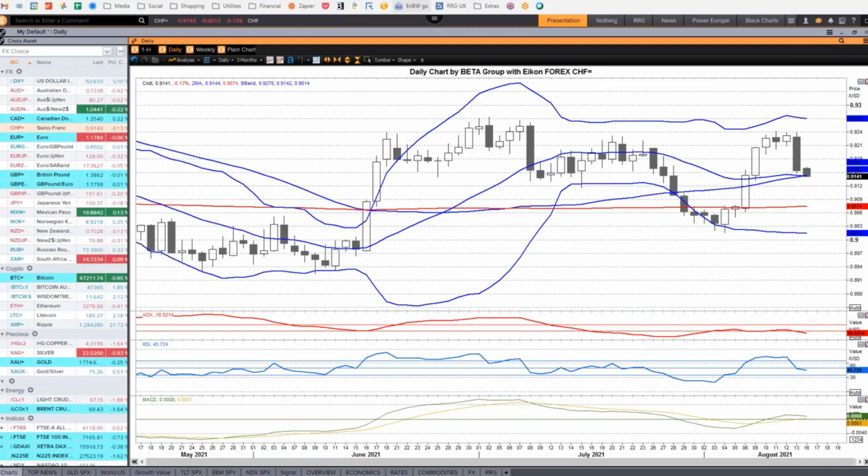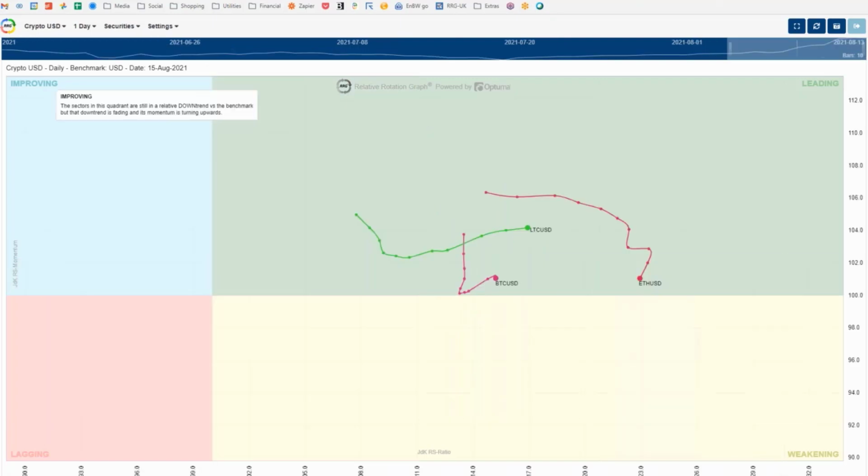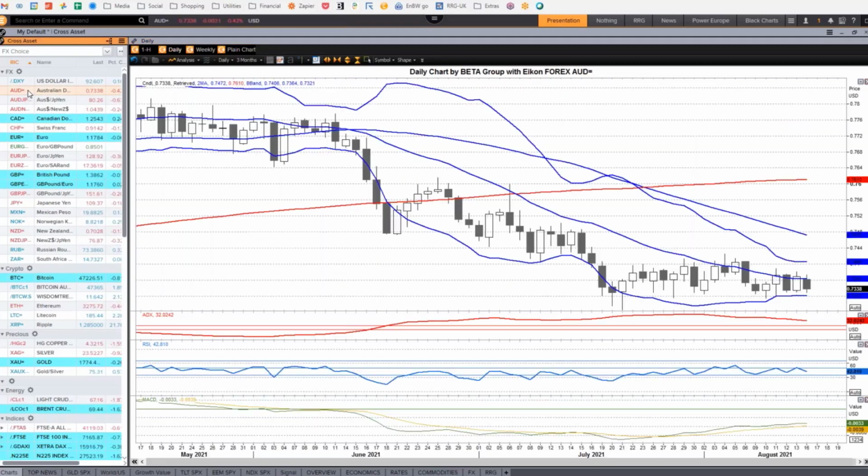Then the other one I wanted to talk about was the Australian dollar, just to remind you where that is. That's over here. So with the Norwegian crown, the Australian dollar is furthest to the left, so the weakest against the US dollar. If you wanted to sell something against the dollar, this might be your currency of choice. So let's have a look at the absolute chart of it.